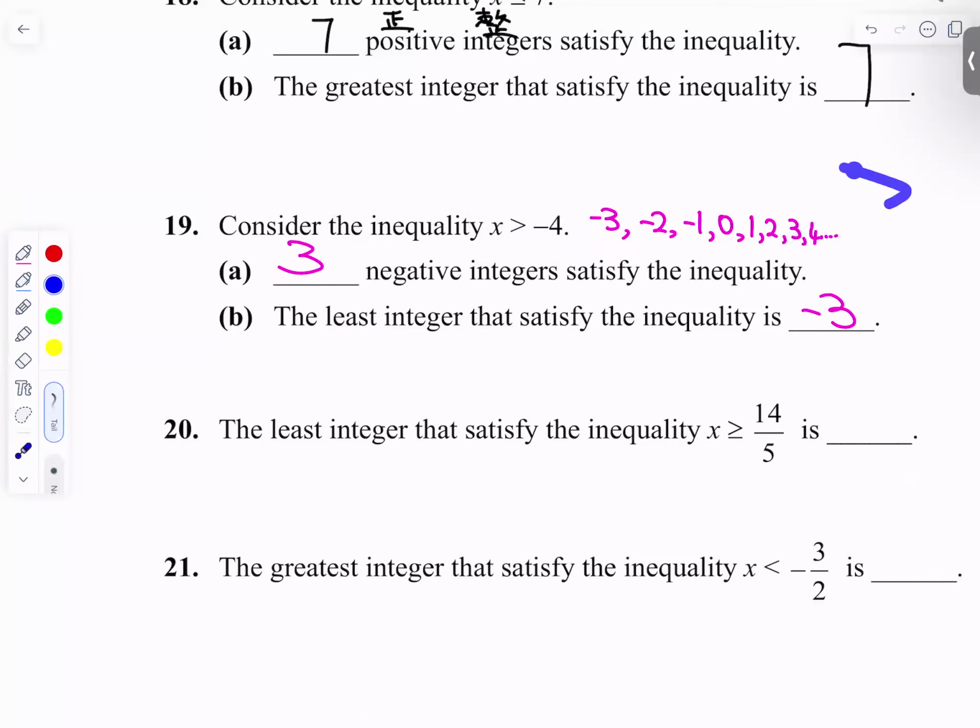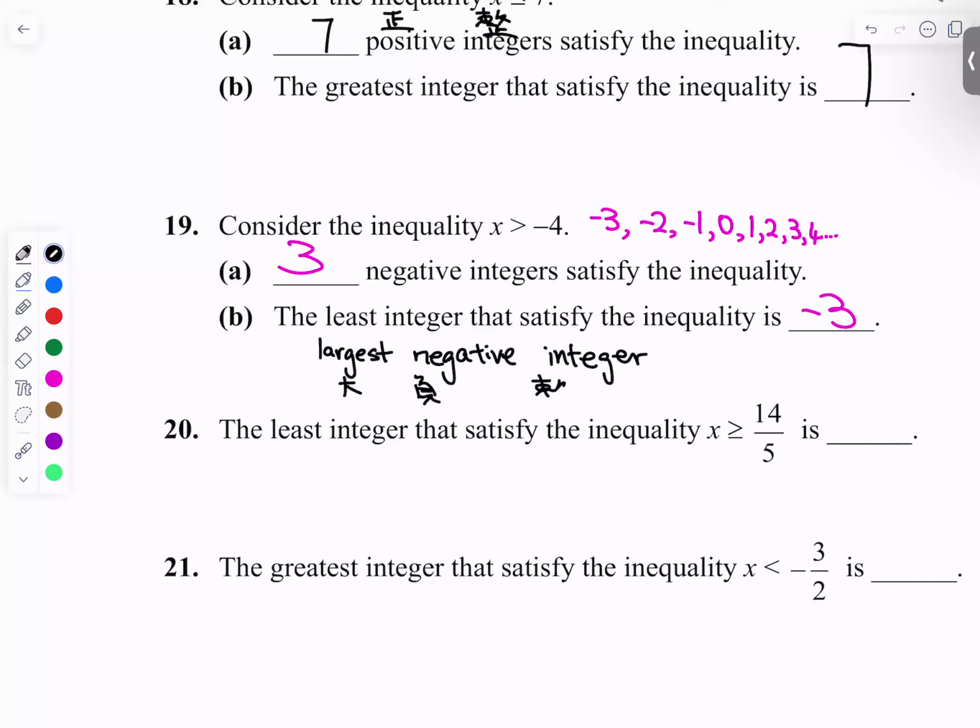Okay, same question. I want you to tell me the largest, the greatest negative integer. 最大負整數. 負整數. Which one is the greatest here? Of course, -1. -3 is more down, it's less numbers. So the greatest negative integer is -1.